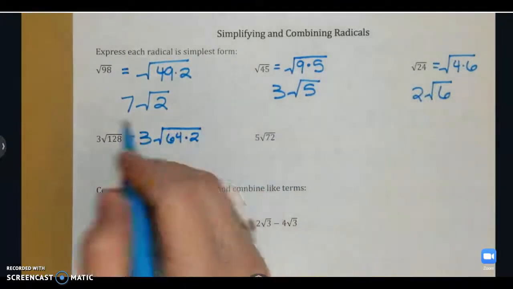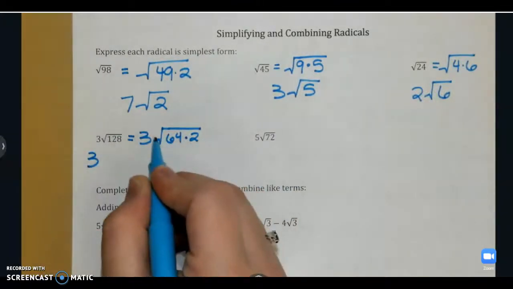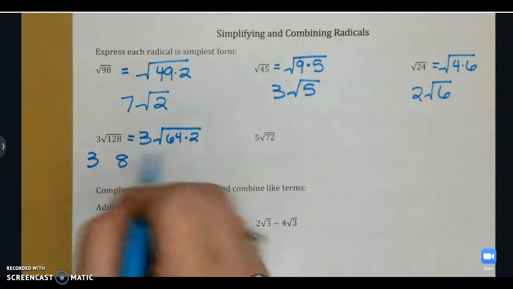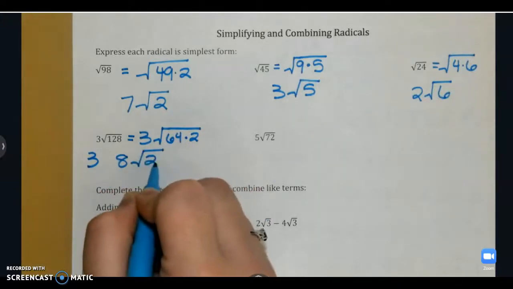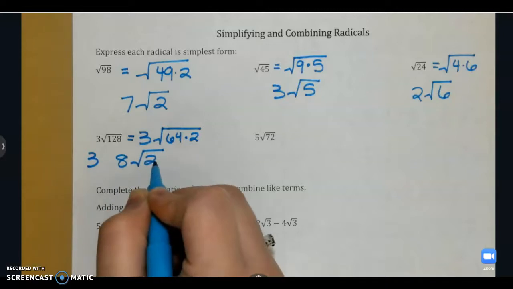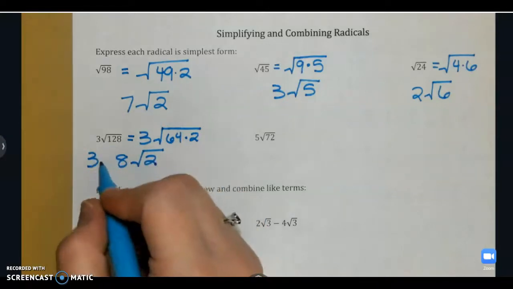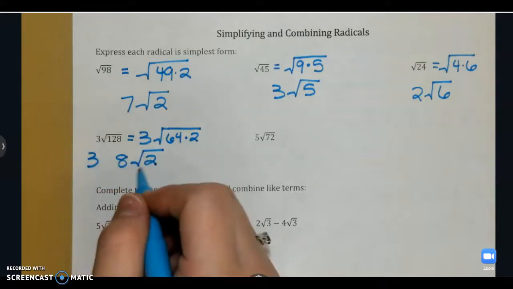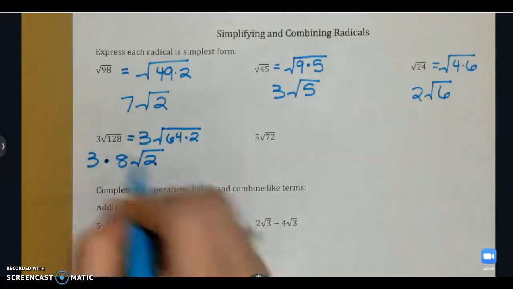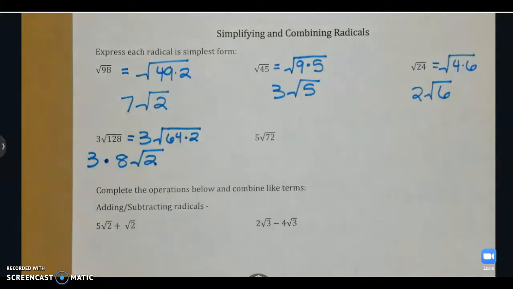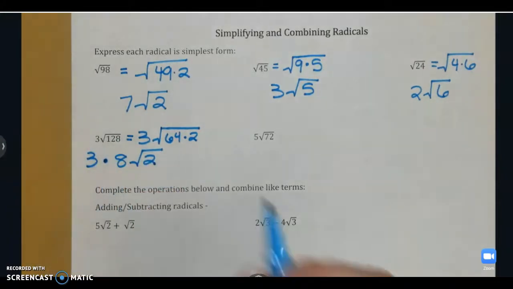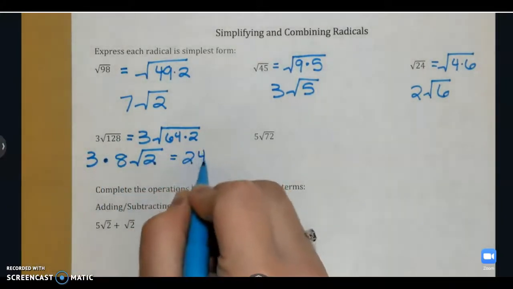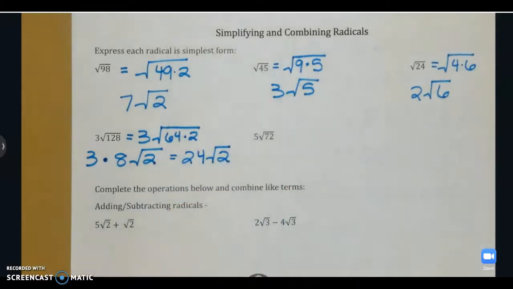So again, this 3 is going to stay out here. The square root of 64 is 8, and I leave 2 inside my radical. I know that this has been completely simplified because 2 is a prime number. Now, what is the relationship going to be with this 3 that was on the outside already and then the 8 I brought out? Those are going to be multiplied together outside your radical. So 3 times 8 is 24, and then your radical is still 2. So 24 square root of 2 is the final answer.